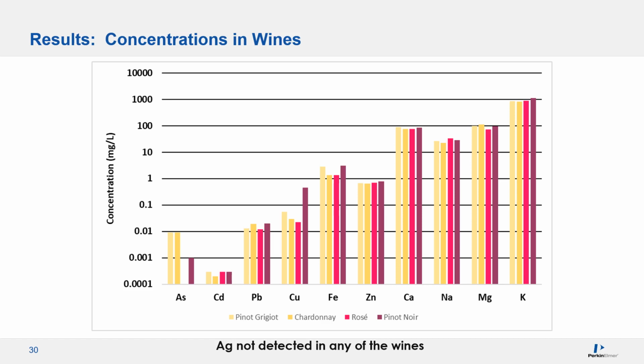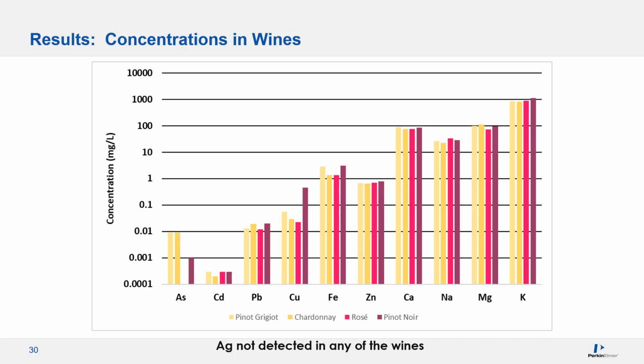And actually, arsenic was not detected in the Rosé at all. We also see some variation in copper, where the Pinot Noir had more copper than the other wines. So that's great. We saw that, and we also see that silver was not detected in any of the wines. So that's a good first step.